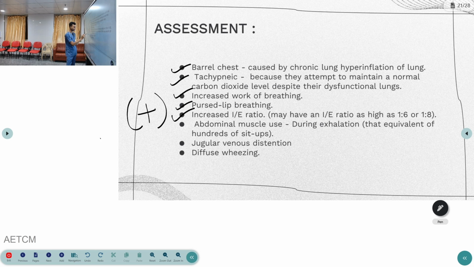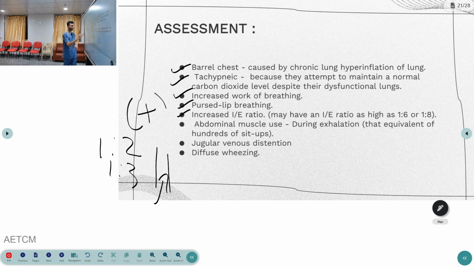In a normal human being, the IE ratio is about 1:2 or 1:3. But in the case of COPD there will be obstruction in the airway, so exhalation will take a prolonged time, which will cause 1:6, almost 1:8. 1 indicates 1 second, 6 indicates 6 seconds. So it will take a longer exhalation time.